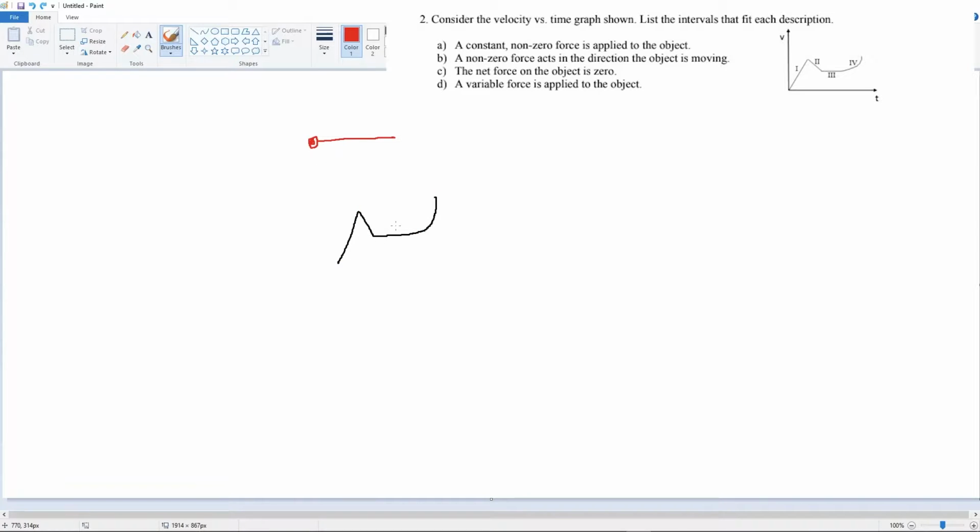Alright, now let's move on to part C. Part C says the net force on the object is 0. Now, as we've been saying, the middle line is not moving at all, meaning that the net force is 0. And then part D says a variable force is applied to the object. A variable force means that it is increasing, or we could say increasing exponentially, which would be part D, as we could see, is like a parabola, meaning it is increasing exponentially. There we go. That's number 2 for you.